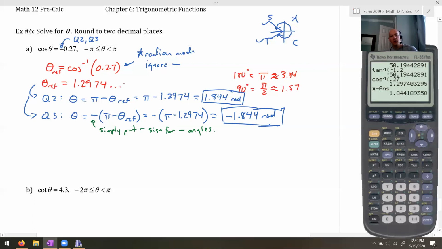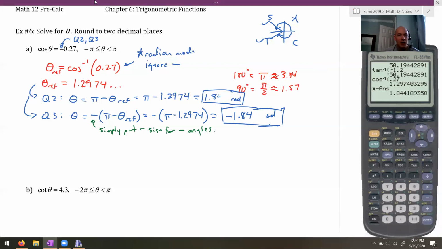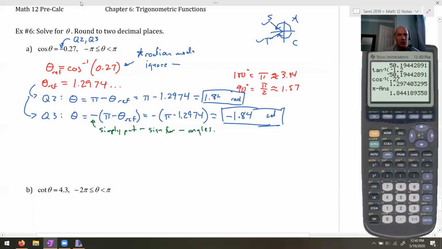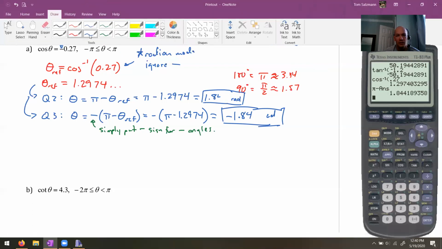Cool. Okay, so we've got our values, and the question said round to 2 decimal places, so I'm just going to make one correction. I'm going to delete that little 4. Okay, there we go. Now everyone's happy, and I'm going to make sure I get my right color here. Okay.